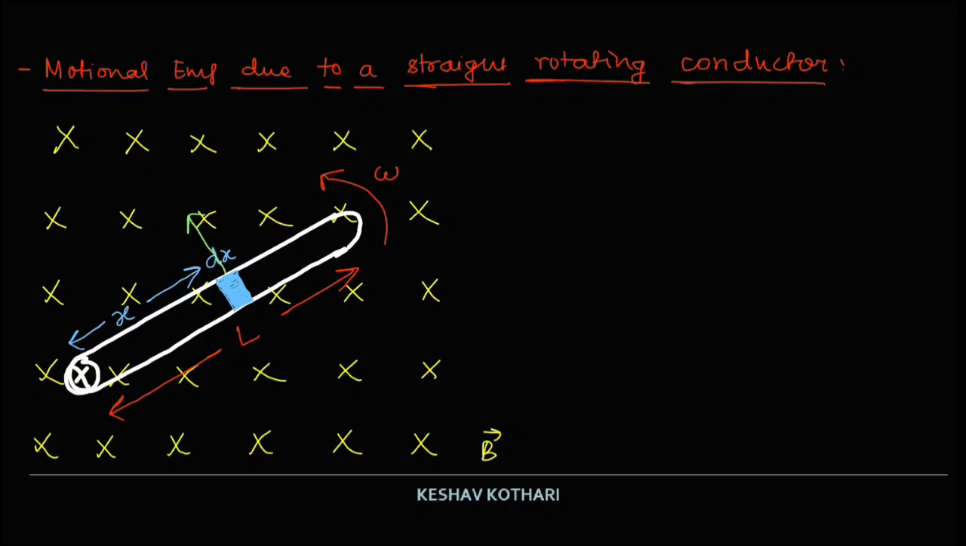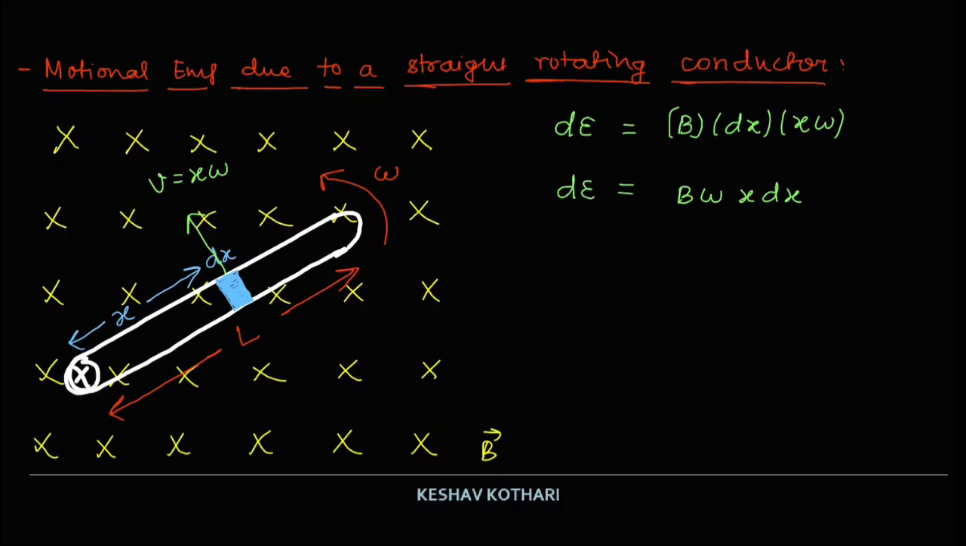The value of velocity over here will become equal to v is equal to x omega. So the velocity of this small patch at a distance x from the hinged point will become equal to x omega. So if I write the small EMF that is induced across the element of length dx, then by using the formula BLV, the length of this segment is dx and velocity is equal to x omega. So we can write an equation like this: B dx into x omega, and if I rearrange the term, we write it as B omega x dx.